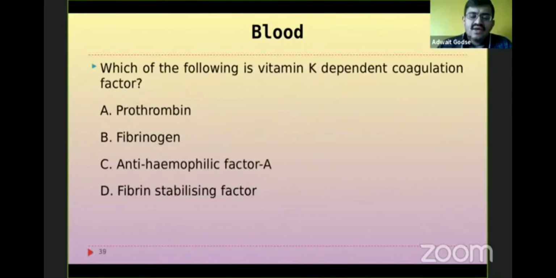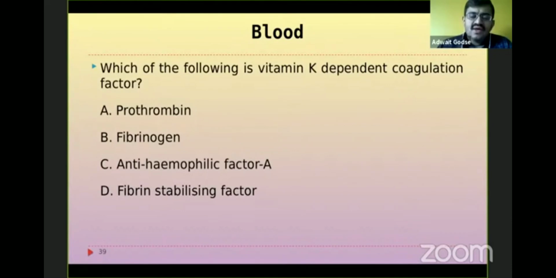Next question. This is a question on coagulation. Which of the following coagulation factors are dependent on vitamin K for their activation? Which of the following is a vitamin K dependent coagulation factor? There is a simple mnemonic: 2, 7, 9, and 10. These are the four factors which are dependent on vitamin K.